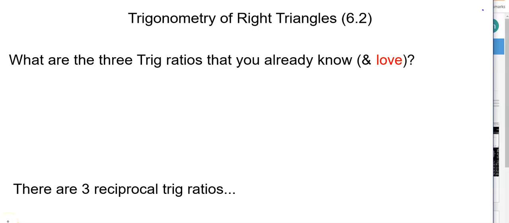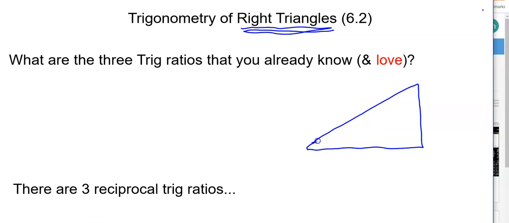Okay, so trigonometry of right triangles. Most of this lesson will be review, but some of it might be new, like reciprocal functions you might not know about. So we are talking about right triangles. Typically, at least with right triangle trig, you're talking about right triangles. So I'm going to draw a basic right triangle here.